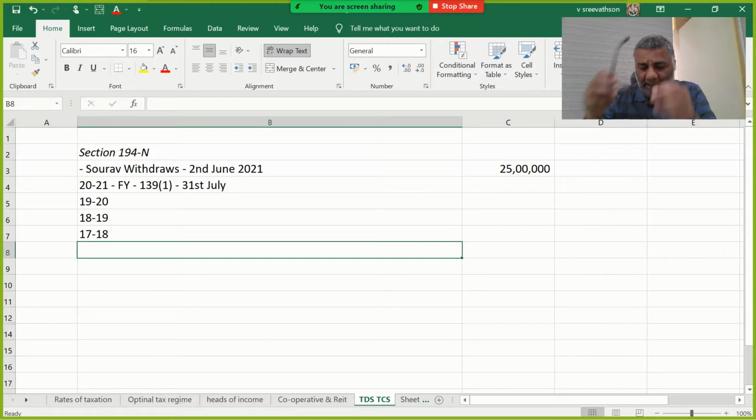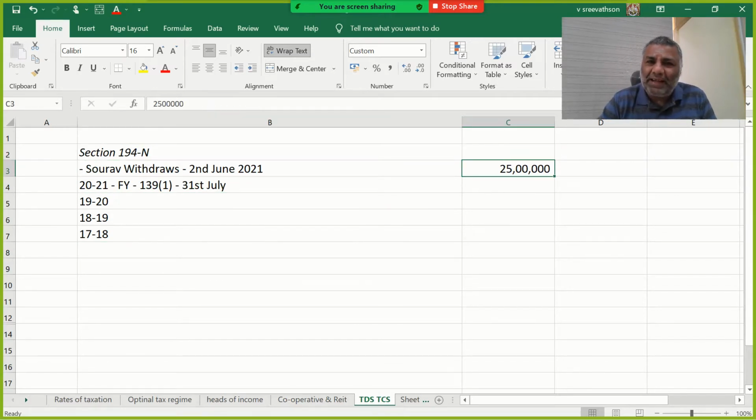So let us be very clear that Saurav withdraws on 2nd June 2021, and the time limit for filing for the financial year 2021 is not yet over. So I cannot ask him to give me the proof for 2021. I will ask him to give the proof for 1920, 1819, 1718. In these 3 years, at least 1 year, you give me the proof that you have filed your tax return. If Saurav fails to give it for all the 3 years, then the bank will be liable to deduct at the rate of 2% on 5 lakhs, the amount exceeding 20 lakhs.